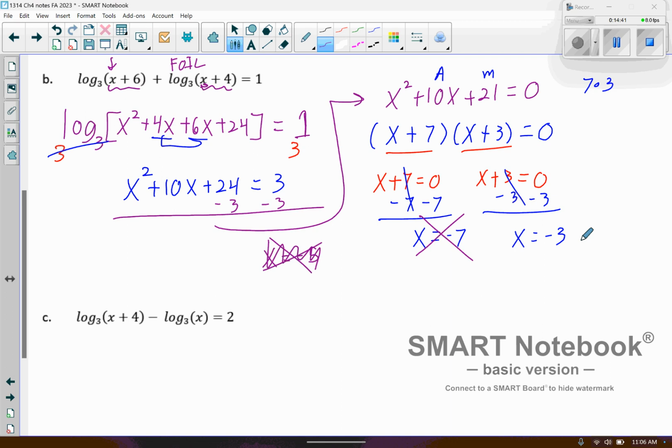Now let's look at the negative 3. If I plug in negative 3 plus 6, that is a positive number, so I'm okay. And then negative 3 plus 4 is a positive number, so I'm okay. So negative 3 will work for us.